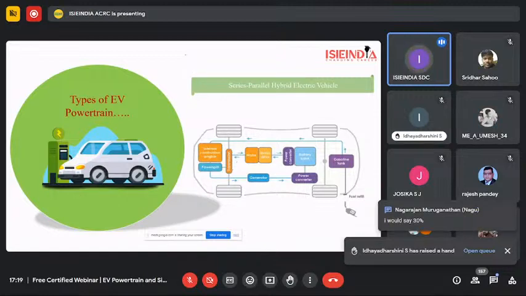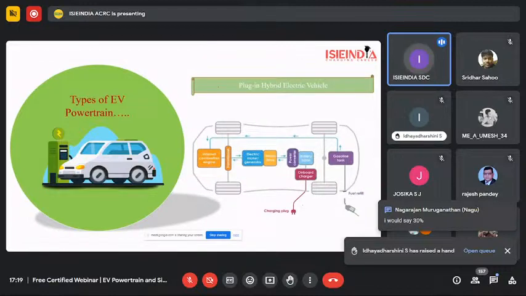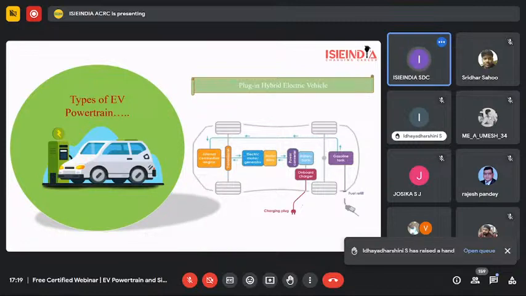So this is about the series parallel hybrid electric vehicles. Now we will be moving towards the plug-in hybrid electric vehicles. In plug-in hybrid electric vehicles, you can see here it is similar to... Can anyone tell me which type of vehicle the plug-in hybrid electric vehicle is similar to? I have shown a few architectures earlier from part 3. Can anyone tell me which one it looks like?